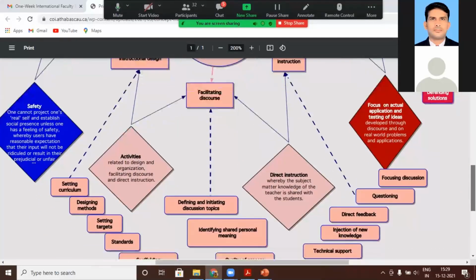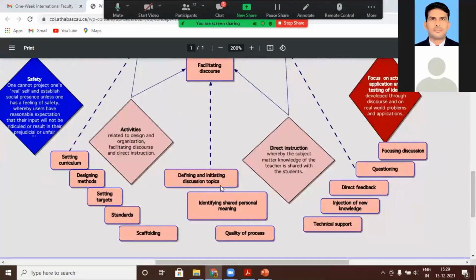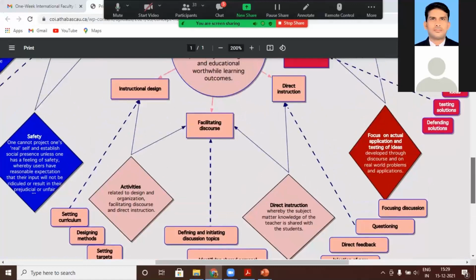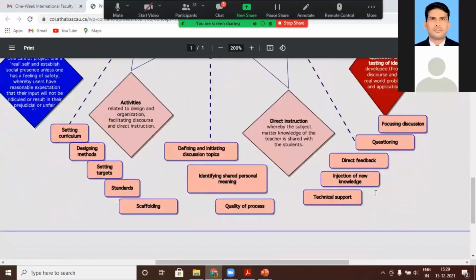The second dimension of the teaching presence is facilitating discourse. What comes under it? Defining and initiating the discussion topics, identifying the shared personal meanings and quality of the process. Similarly, what comes under direct instruction? It is focusing discussions, questions, direct feedback, injecting new knowledge, and technical support.